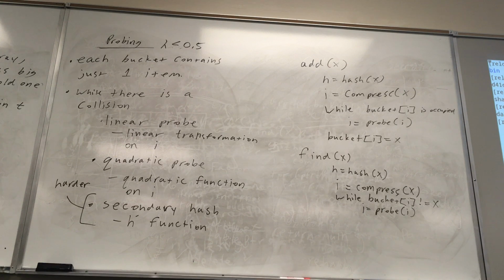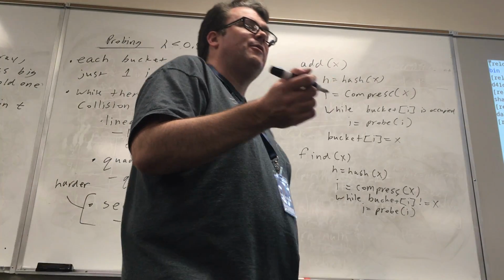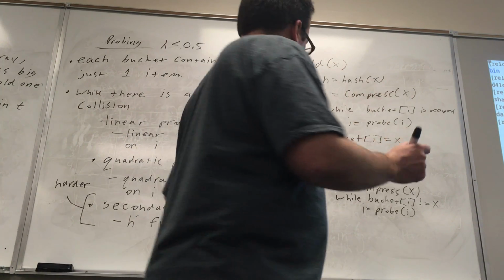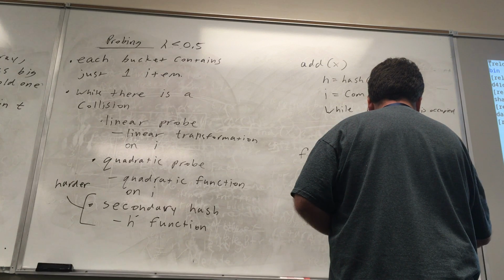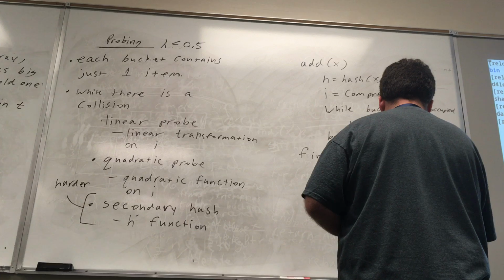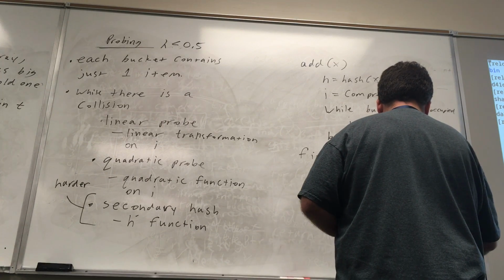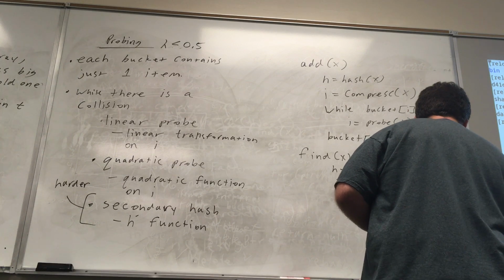So we might stop if we made a kind of continuous lap around the entire hash table. If we've probed all possible things, I'll just add in here, if we've probed everywhere, stop. We'll return null.